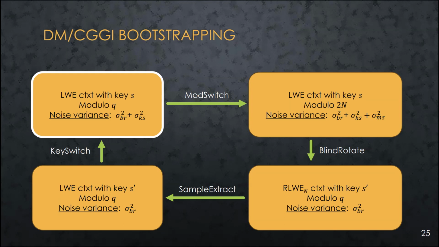Then we do sample extract. It doesn't increase the noise. Sample extract is a trivial operation. Key switch is the first non-trivial step where the noise increases. It adds some more noise. So the noise variance goes from sigma blind rotate squared to sigma blind rotate squared plus sigma key switch squared. Mod switch adds some other error term. And then before blind rotate, we have the largest noise variance, which is the sum of three terms: a noise term due to the output of blind rotate, a noise term due to key switch, and one due to the mod switch.